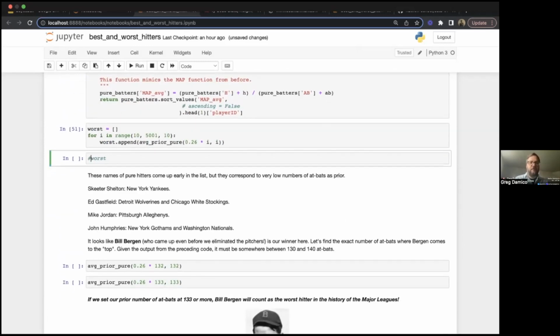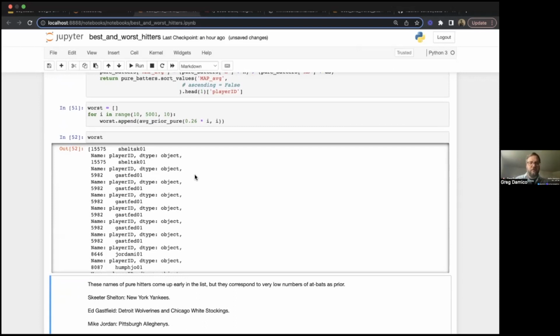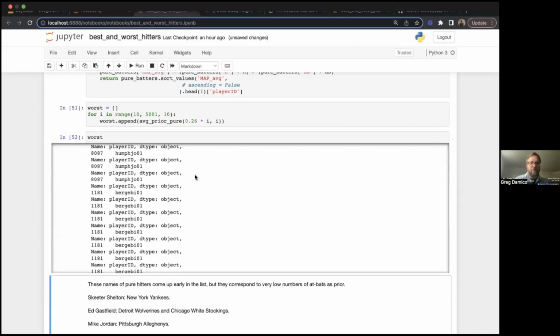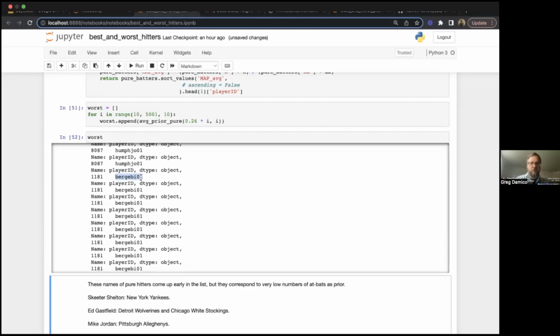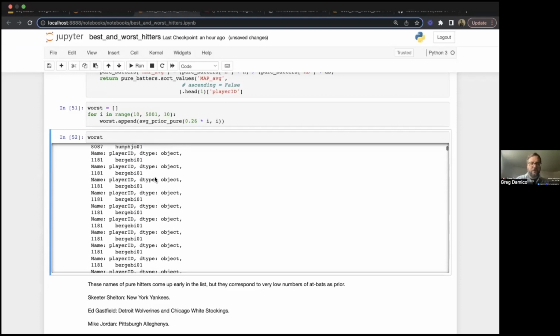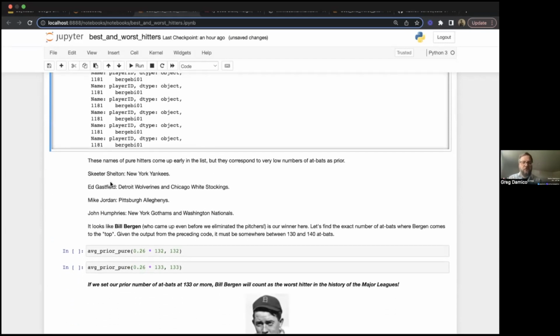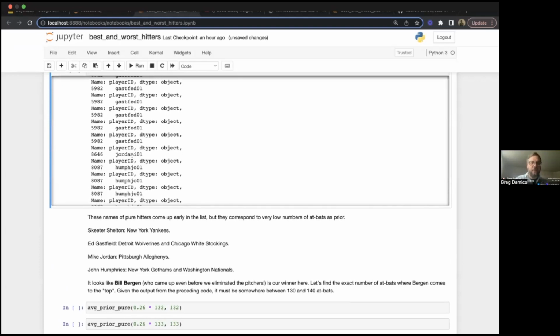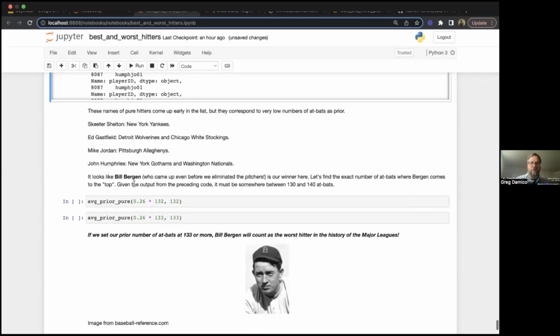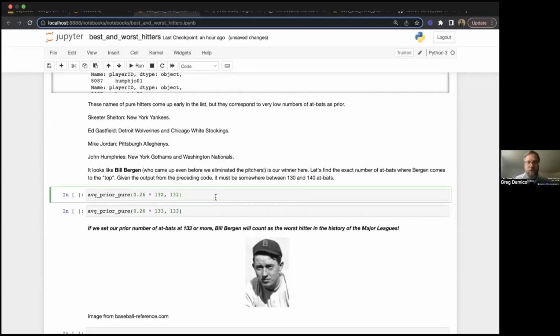Same kind of thing. If I actually look at this, it's a big long list here. But I notice that before long, here's my old friend Bill Bergen again. In fact, he shows up pretty early and persists. Skeeter Shelton shows up at the very beginning. Ed Gastfield shows up at the very beginning. Mike Jordan shows up a little bit later down here. But Bill Bergen, whom we already saw because he was showing up even before we eliminated the pitchers, seems to be our winner or our loser.